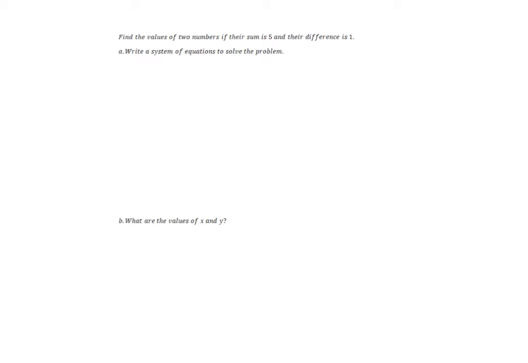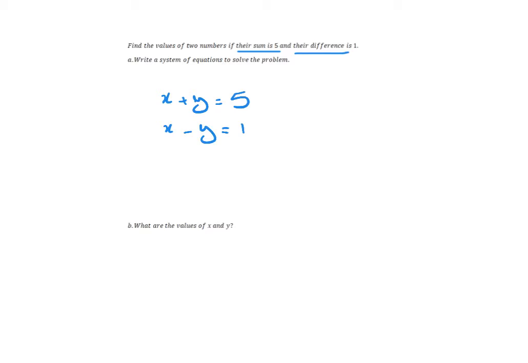Well, let's choose x and y as the numbers whose sum is 5 and whose difference is 1. If you want to write the system of equations here, I can have two values, x and y. If you add them up, I will get 5, so x plus y equals 5. That's their sum. And their difference is 1, so if I take the difference between x and y, I will just get 1.